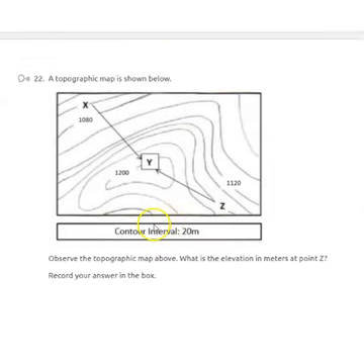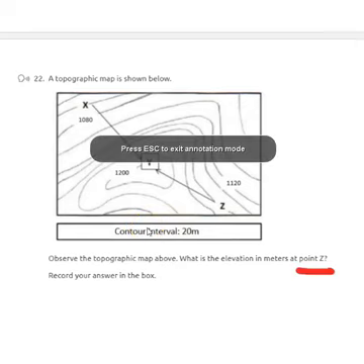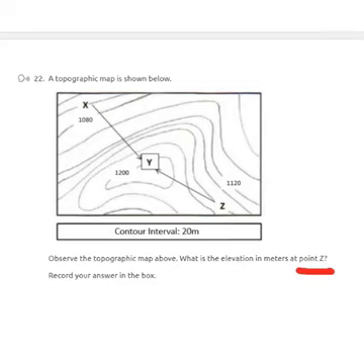Okay, our next question is looking at this topographic map. It wants us to determine what the elevation of Z is. So we're not actually finding the difference in elevation here. All we're doing is calculating what point Z would be.